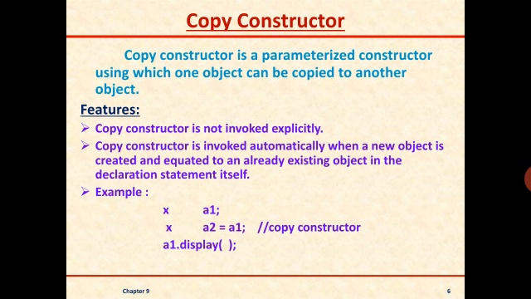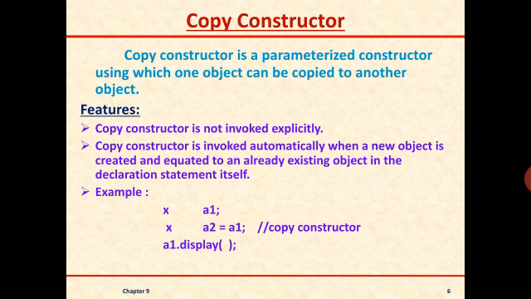One object is going to be copied to another object. Earlier, I was talking only about the arguments or the variables. We are not talking about arguments or variables now. We are copying an entire object into another object. What are the characteristics of this constructor? It is not invoked explicitly. The copy constructor is invoked automatically when a new object is created and equated to an already existing object, in the declaration statement itself.